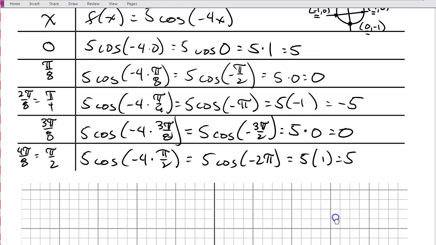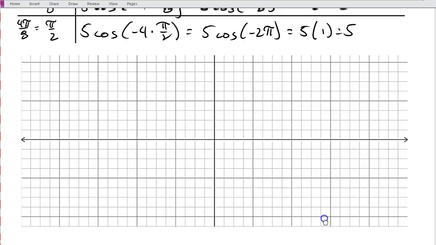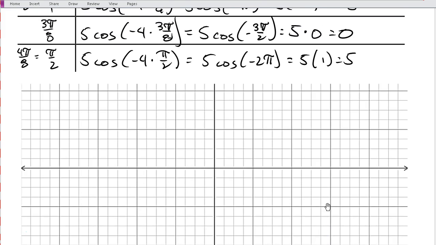So let's go ahead and graph this. Let's mark each of these at pi over 8. So 1 pi over 8, 2 pi over 8, you can reduce them as you go if you want, or not. 3 pi over 8, 4 pi over 8, 5 pi over 8, 6 pi over 8 is 3 pi over 4, 7 pi over 8, and 8 pi over 8 would be pi. And I know I need to go up to 5 and down to negative 5.